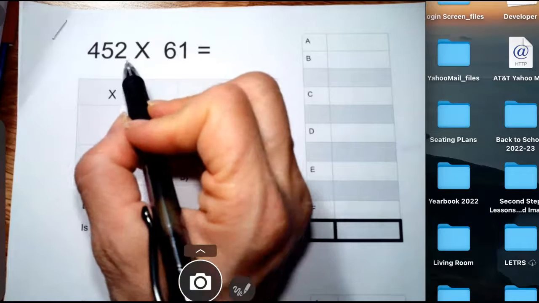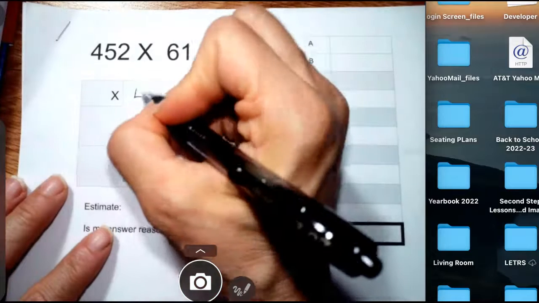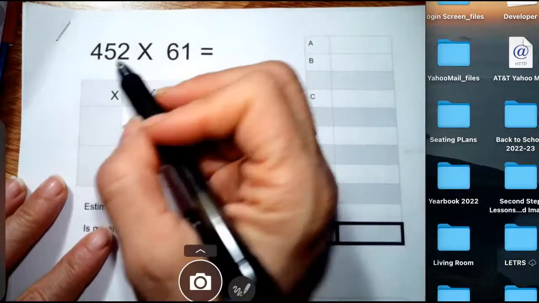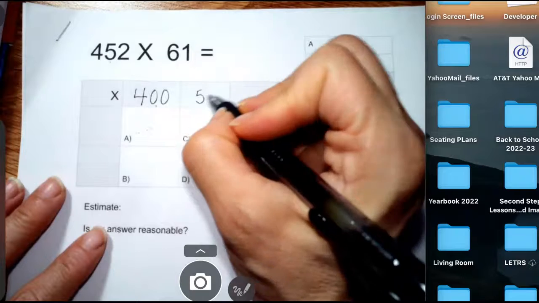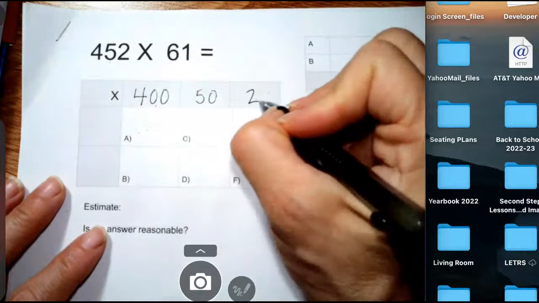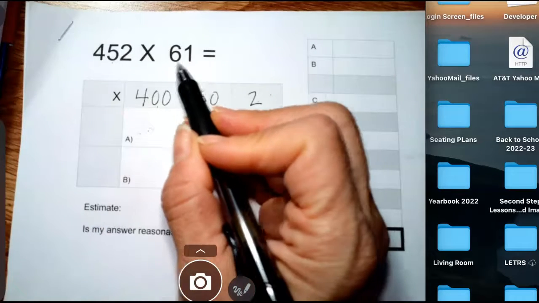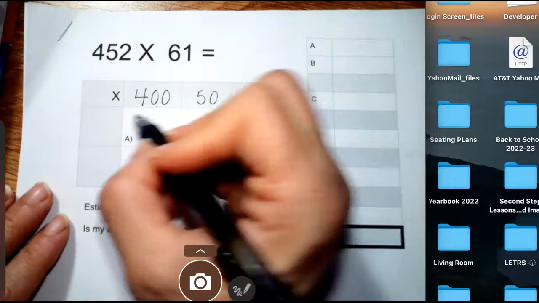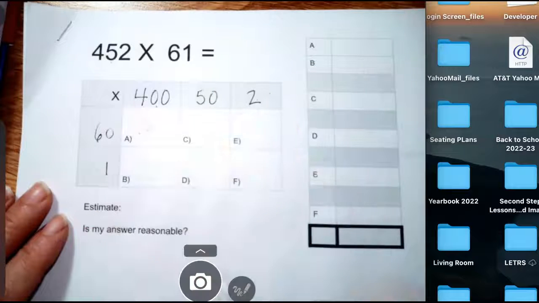So if I have 452, what is the value of the 4? 400, and you're going to write it in the box. I have a 5 in the tens place, which is worth 50. I have a 2 in the ones place, which is worth 2. Over here, I have 61. I have a 6 in the tens place, which is worth 60. And I have a 1 in the ones place, which is worth 1.